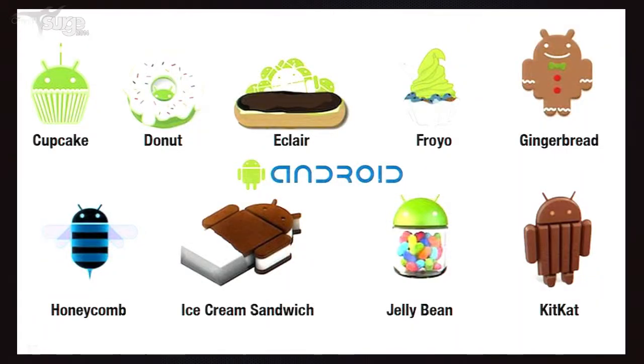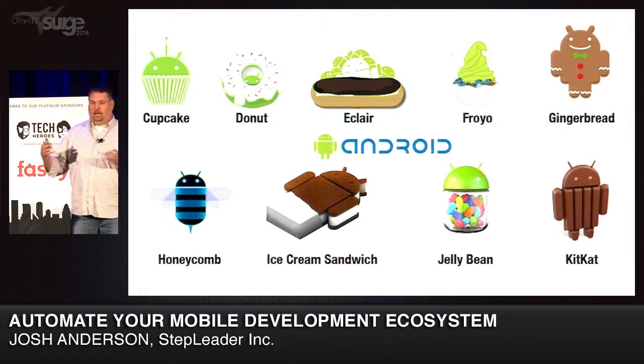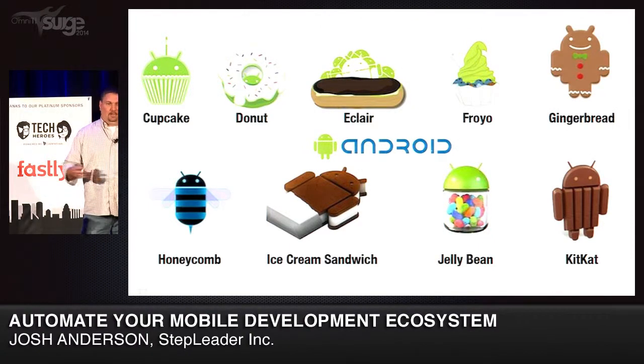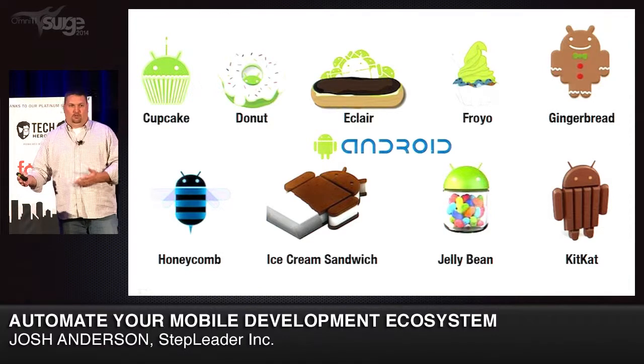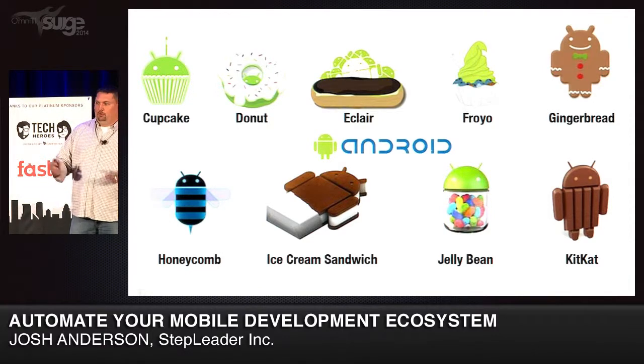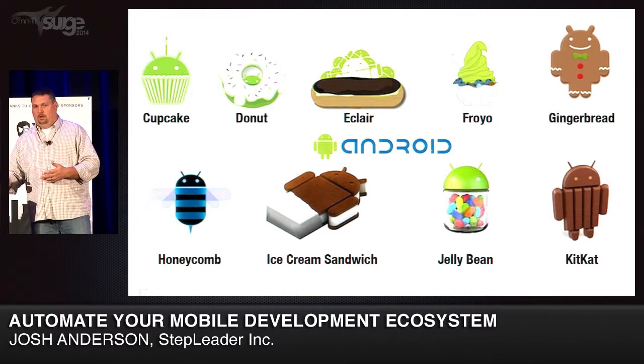Fragmentation layer number three: OS version adoption. Because those manufacturers have their own layers they put on top of Android, when Android pushes out KitKat, that doesn't mean you can get KitKat. You have to wait for Samsung or HTC or Motorola to do their flavor of KitKat.